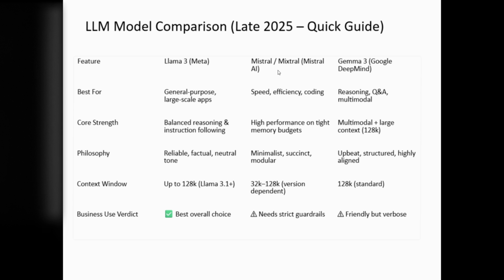Why? Because Mistral has speed and efficiency, and it's good for coding too. It's high performance on tight memory budgets. Mistral you can run even on your mobile, on your laptop, on your local system very easily. It's minimalistic, you can see it's modular. And it's also 32K to 128K context, depending on your version, so it's lightweight as well, right?